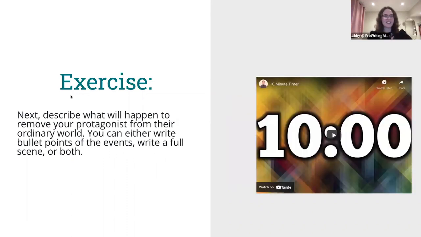There we go. Right, so next you're going to describe what will remove your protagonist from their ordinary world that you have already set up there. You can either write bullet points of the events, or you can write a full scene, or you can write both, whatever helps you plan that out. So what is going to happen that makes them have to leave that world? What is the event? So 10 minutes starting now. Any questions or anything, let me know, either in the chat or in the Q&A box.